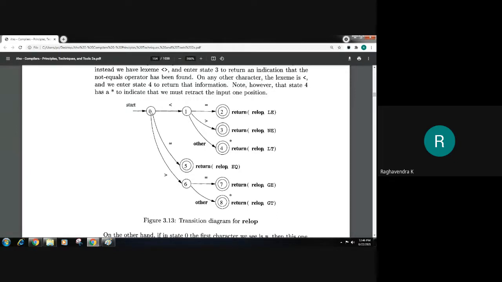We start with state 0. Whenever I see a less than symbol, I will move into state number 1. Similarly, from state 0, when I see an equal to symbol, that's it, right? There are no other cases to handle for equal to. So we will be in an accepting state and we will return that we have identified a token which is a relational operator, and which relational operator it is? It is the equal to symbol.